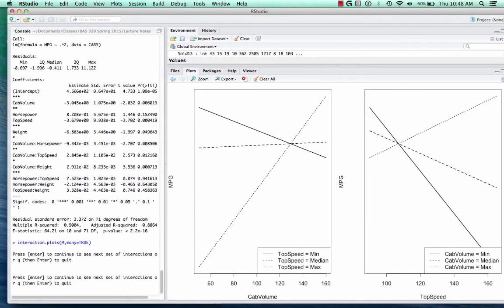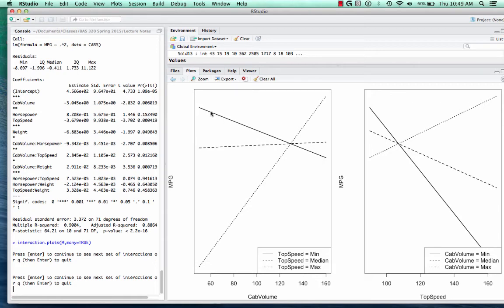Let's look at the next set. Here, very strong interaction because we see the slopes of the implicit regression lines are very different. They cross. What's the story here? Well, we're looking at the relationship between fuel efficiency and cab volume once again, but for different values of top speed. So at the smallest top speed, at the solid line here, we see the relationship between fuel efficiency and cab volume is negative. Bigger cars, which have the same top speed, tend to have worse fuel efficiencies.